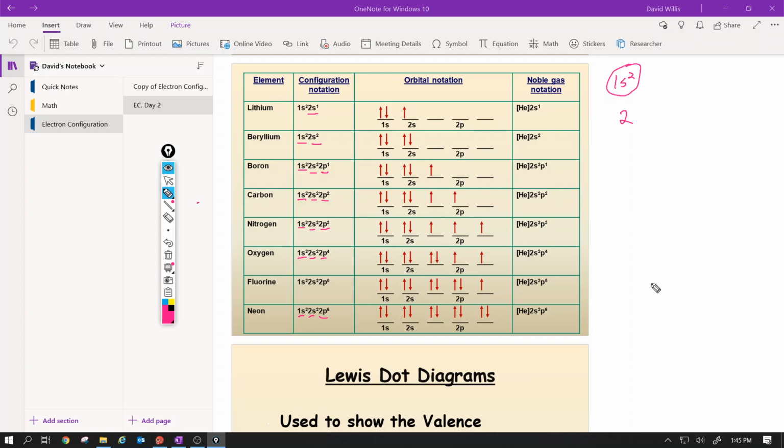Or like oxygen and fluorine, does that mean their spin is down? What do you mean their spin is down? Like their orbital notation. So their orbital notation would be up, down, up, down, up, up, up, and then one down here. Is that what you're asking?